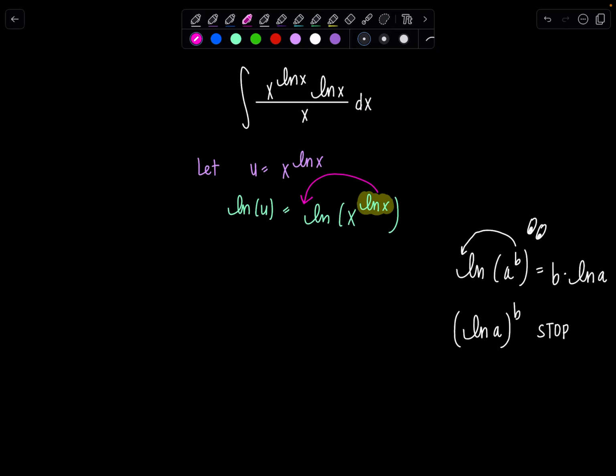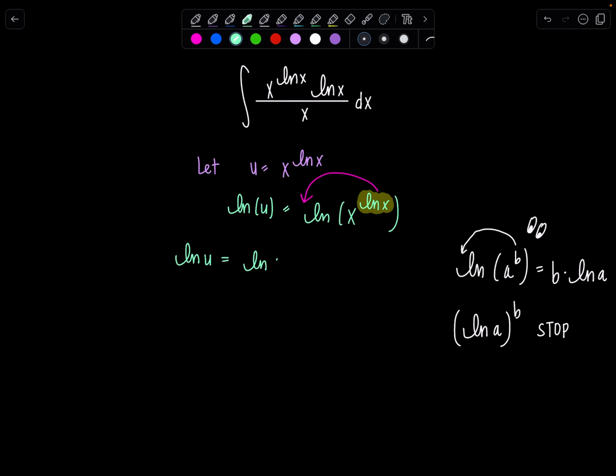So what do we have instead? We have natural log of u, I don't need to write the parentheses, I just wanted to show you, equals, now I have that natural log of x in the front, the yellow highlighted one, there it is. And then that's going to be multiplied by what's left here, another natural log of x. Are we all right? Okay, so then we have natural log of u equals natural log of x times natural log of x, which is natural log of x squared.